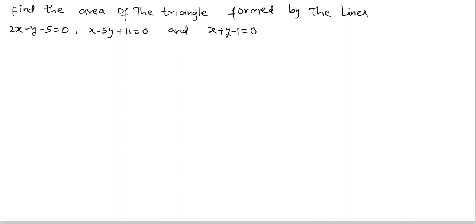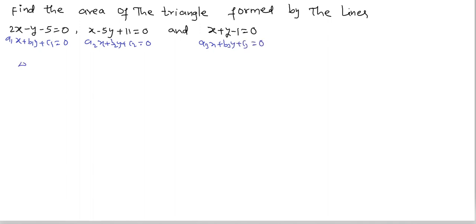Find the area of the triangle formed by the lines 2x minus y minus 5 is equal to 0, x minus 5y plus 11 is equal to 0, x plus y minus 1 is equal to 0. Here the first line equation is a1x plus b1y plus c1 is equal to 0, the second a2x plus b2y plus c2 is equal to 0, the third line a3x plus b3y plus c3 is equal to 0.